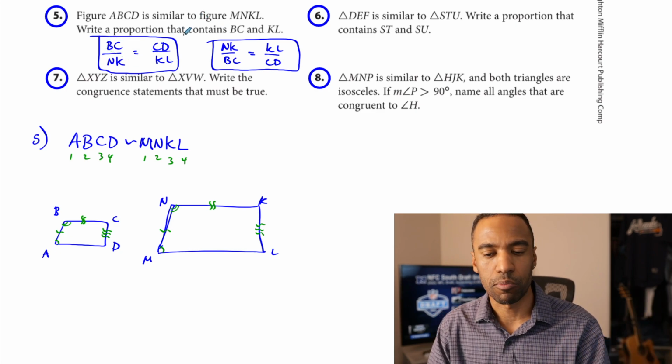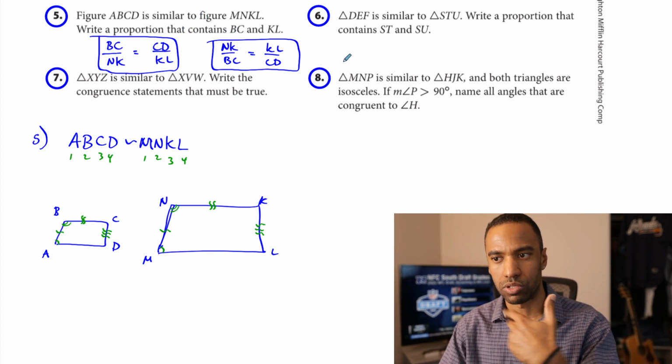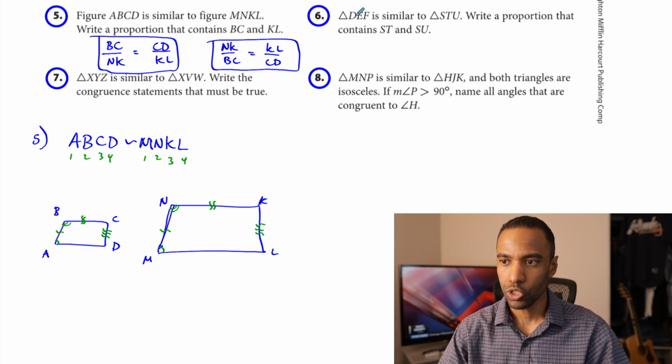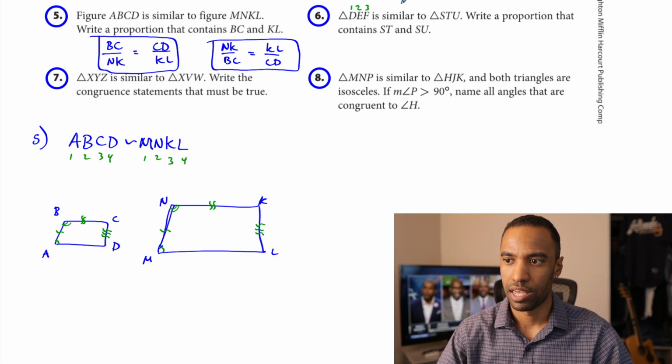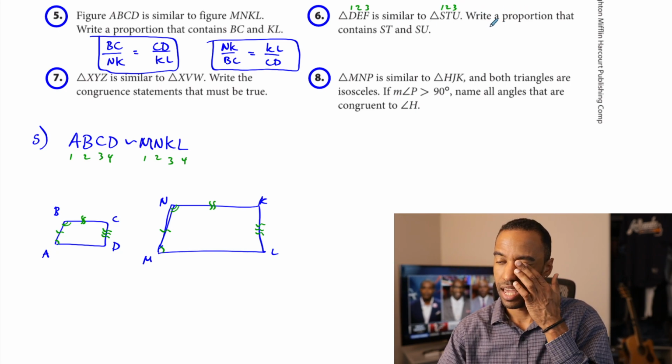Okay. Sorry for spending more time on number 5. I think it'll kind of help when I do some of the other ones. So let's look at number 6. Triangle DEF, 1, 2, 3, is similar to triangle STU, 1, 2, 3. Write a proportion that contains ST and SU.